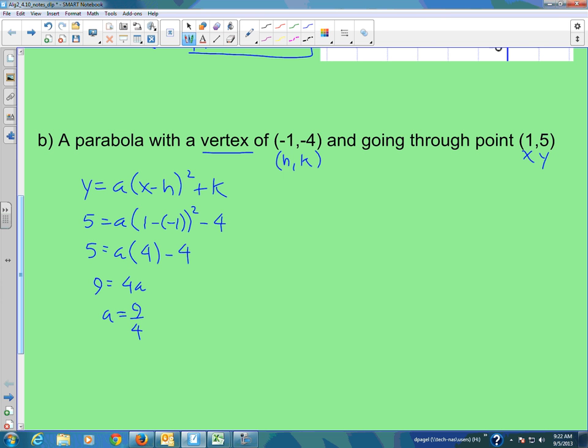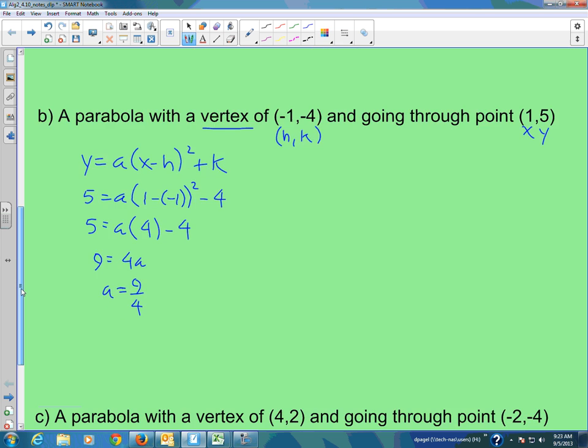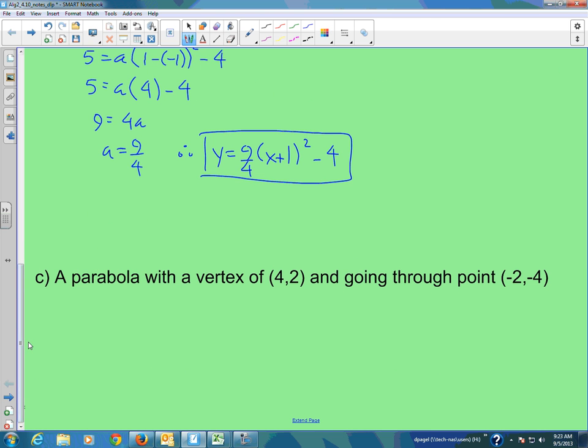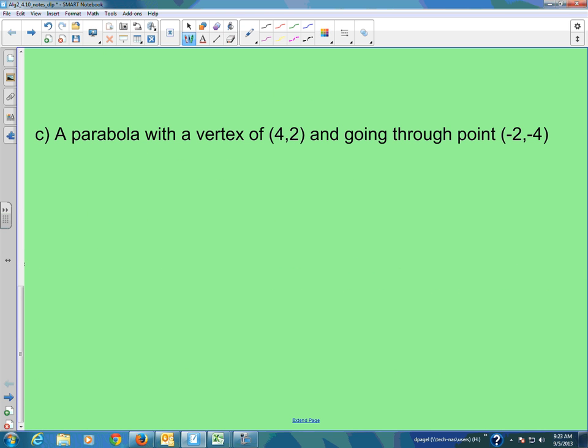So I have a vertical stretch here of 2 1/4. We now go and rewrite our equation once we find a. So therefore, my equation would state y is equal to a(x plus 1) quantity squared minus 4. And we'll just go ahead and do the last one here real quick. Once again, identifying what I've got.